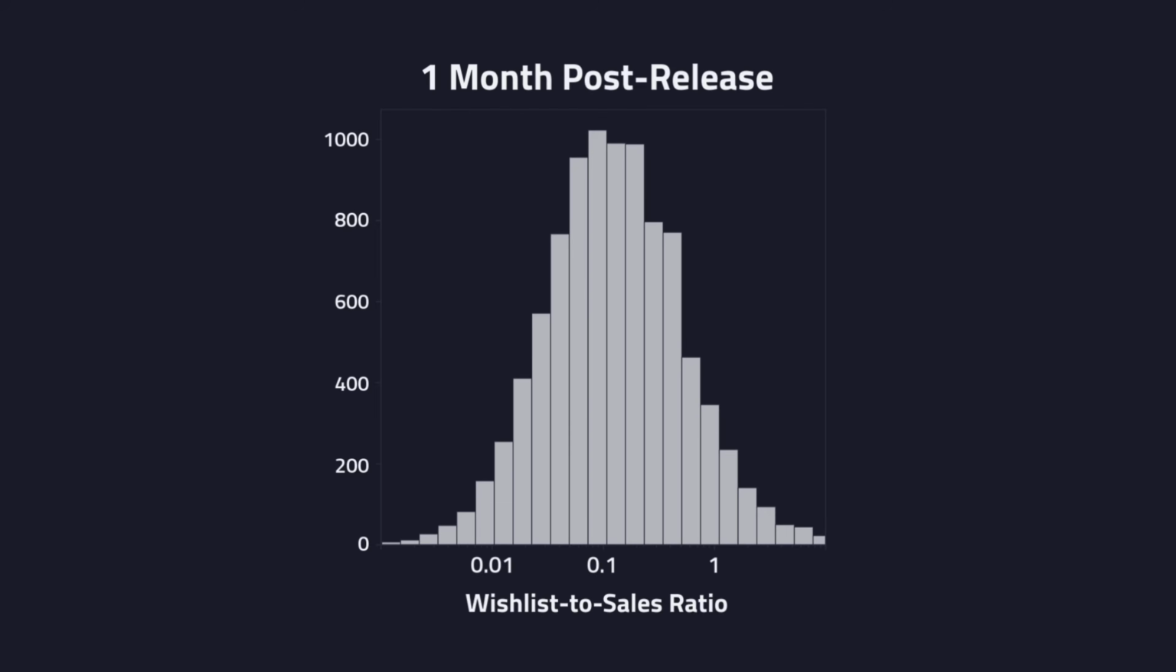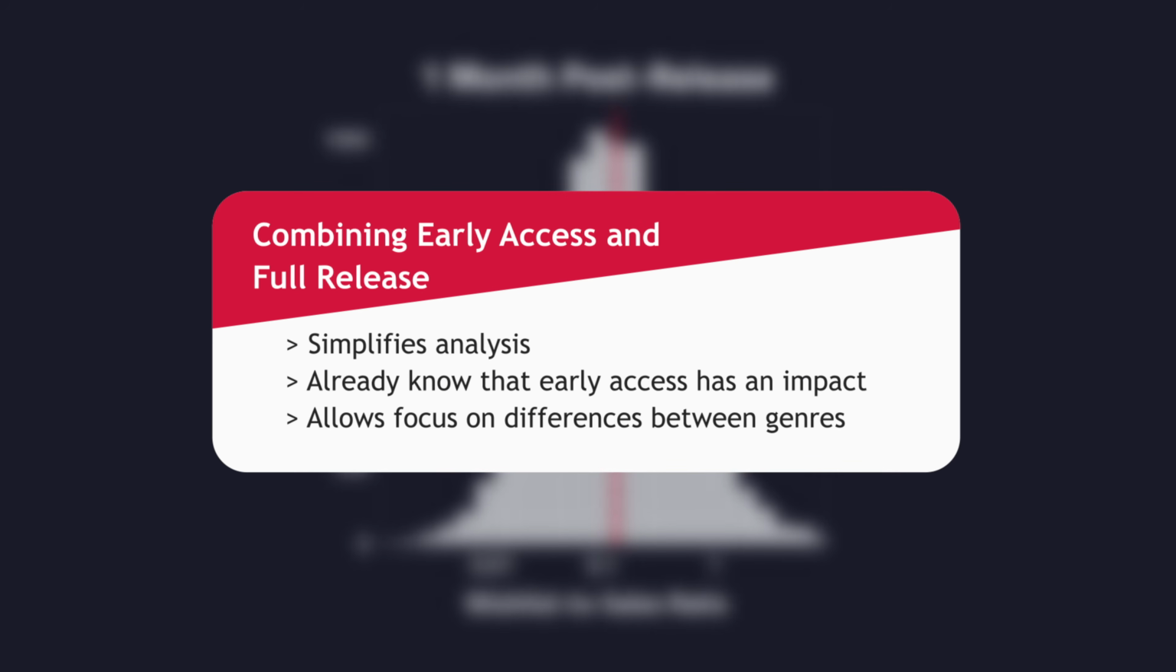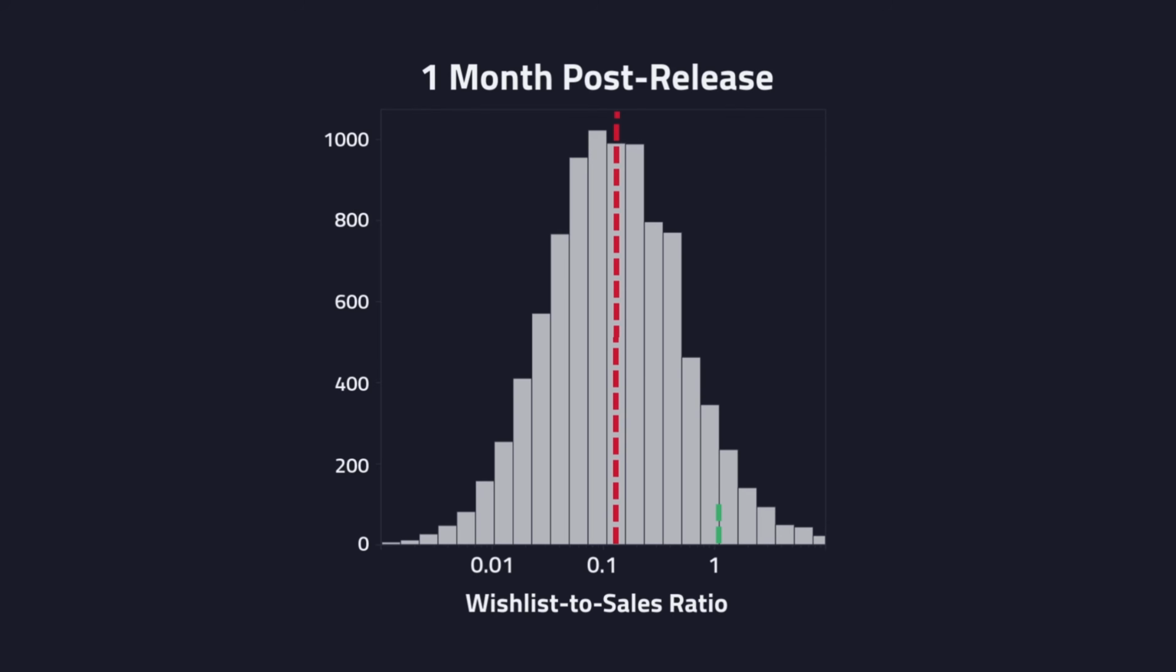So the first big difference that we saw in our data was a much lower wishlist to sales ratio with an average of about 0.1. Now one big caveat here is that we piled early access and full releases in together, so that probably explains quite a big difference that we see here. The reason we did this is because we wanted to simplify the analysis, and it's already been shown that early access can impact the wishlist to sales ratio. We really just wanted to focus on what differs between different types of games. There's also a small percentage of games that we're going to call unicorns that manage to outsell the number of wishlists quite dramatically. We're going to come back to these later.